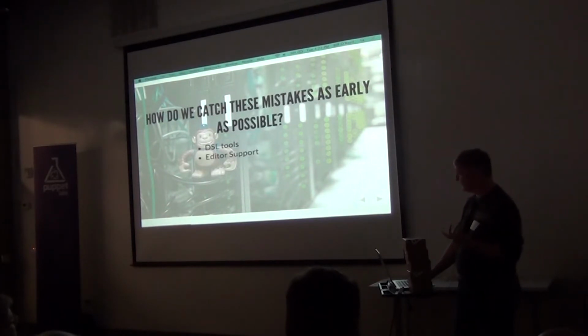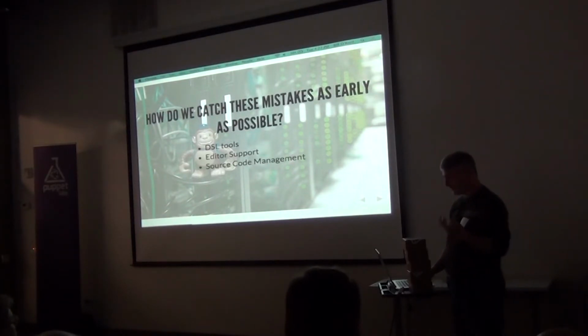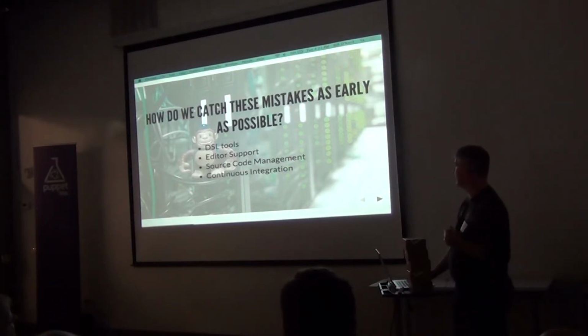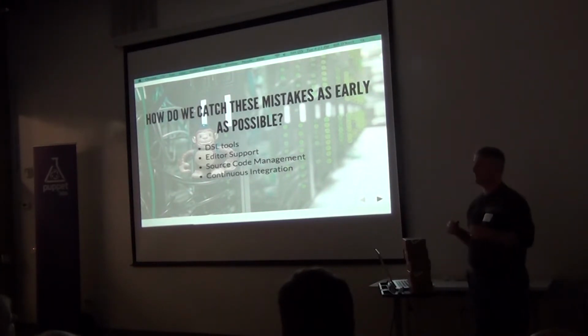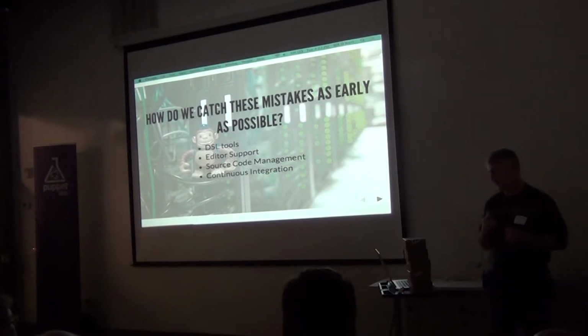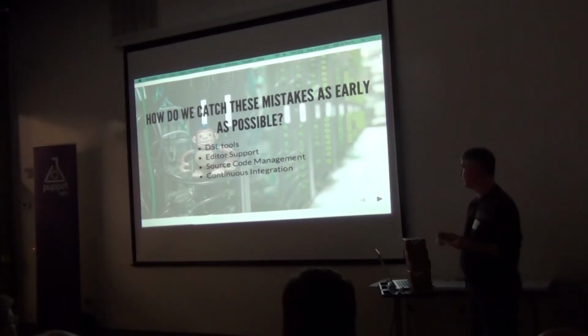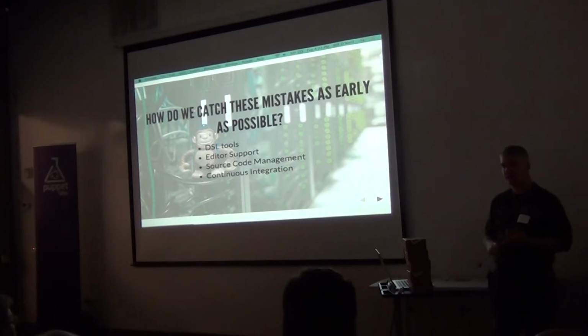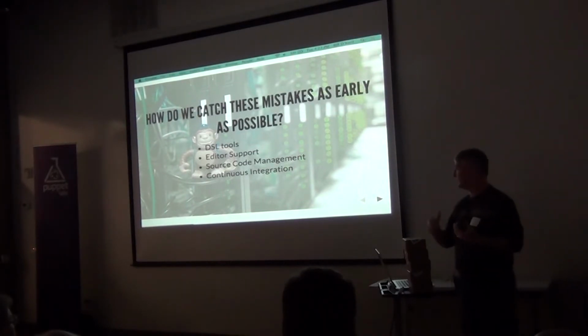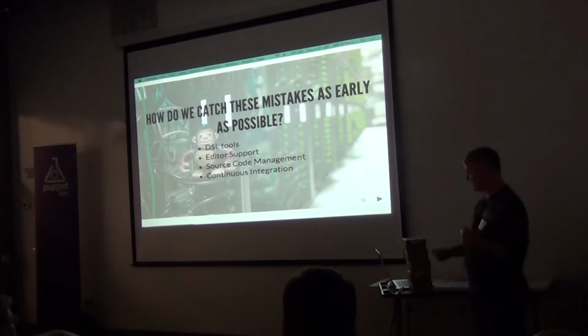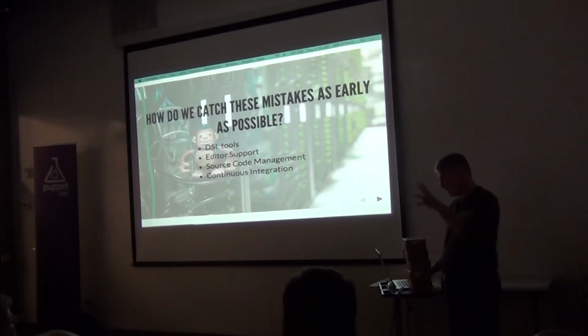We also go with editor support, source code management, and continuous integration. So these are pretty much all the things that all the previous speakers have talked about as well. You want to have your editor catch mistakes if possible. You want your source code management to catch mistakes, and use a continuous integration tool to catch your mistakes. So each of these kind of leverage on the work of the previous one. And so I'm going to cover some examples of how we implement these.